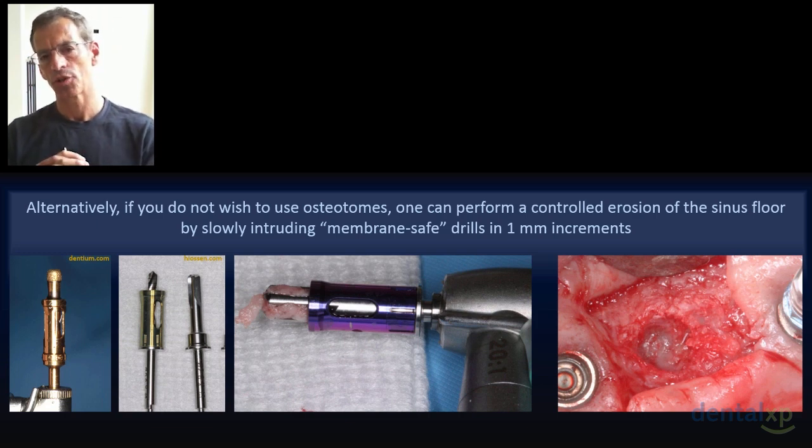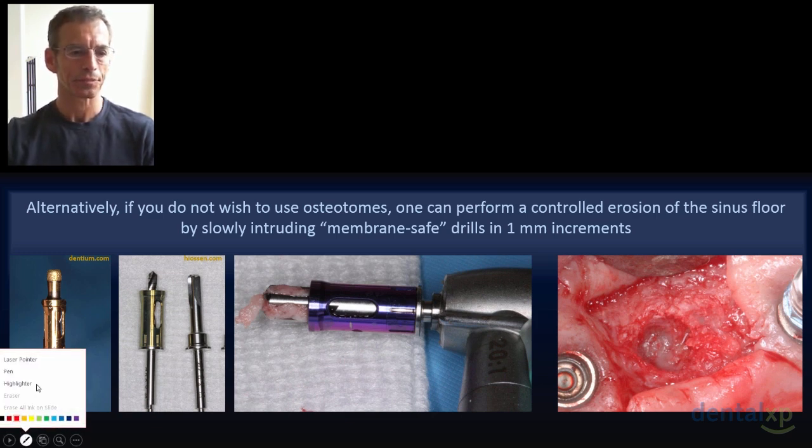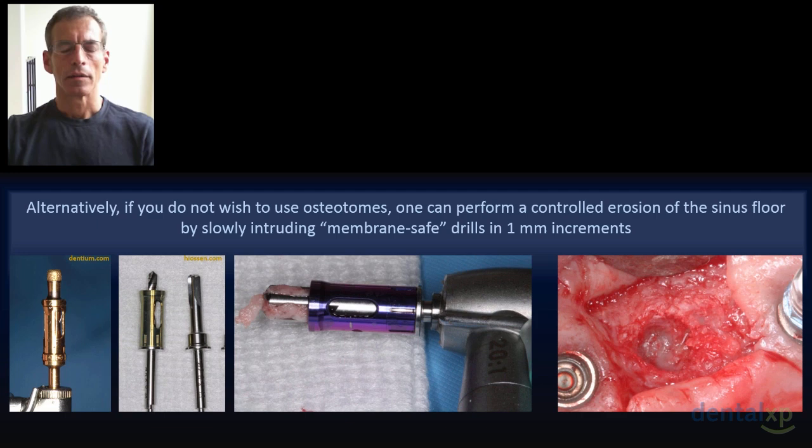Alternatively, if you do not wish to use osteotomes, one can perform a controlled erosion of the sinus floor by slowly intruding membrane-safe drills in 1 millimeter increments. Here you see Hyacinth's cast drill collects bone in its flutes and pushes bone in advance of it to improve its safety as it approximates the sinus membrane. The slow erosion of the sinus floor with these drills can expose the membrane, as you see here.